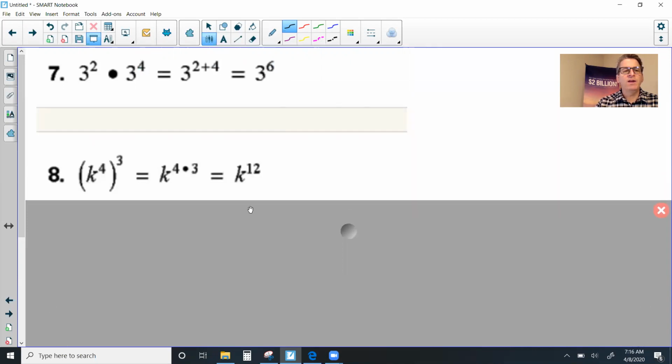Number 8, you have k to the 4th, all of it raised to the 3rd. Okay, so you got a power to a power. So what we're doing is we're multiplying 4 times 3, k to the 12th.